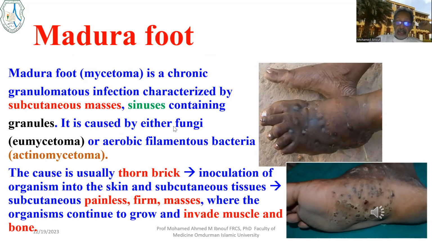And it is caused either by fungi, which is eumycetoma, or by anaerobic filamentous bacteria, like actinomycetoma. The cause is usually a thorn prick in the pasture or in the farm, and inoculation of the organism into the skin or subcutaneous tissue. And it is usually painless masses. It is firm, and the organism continues to grow, and it might invade the muscles and bones.